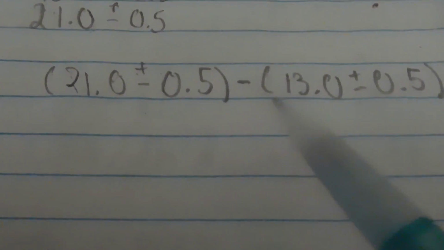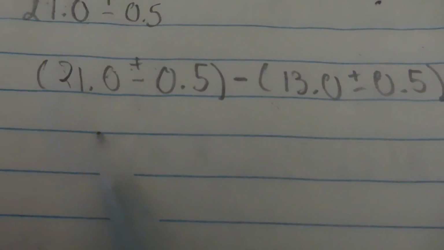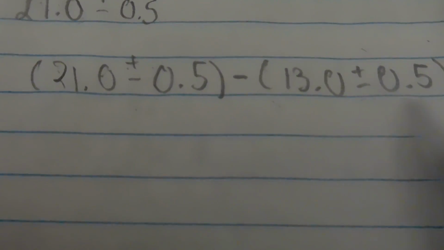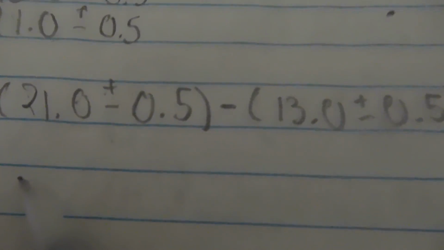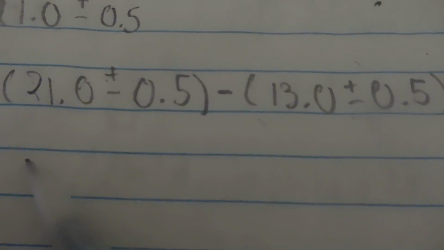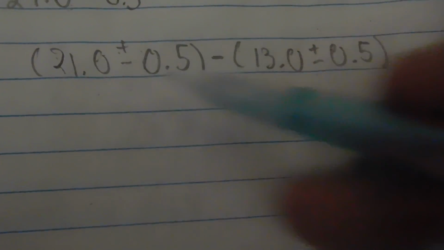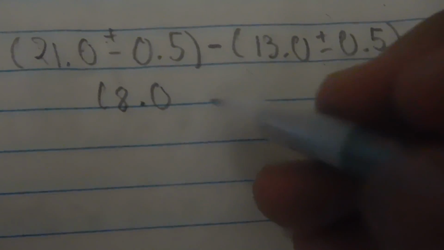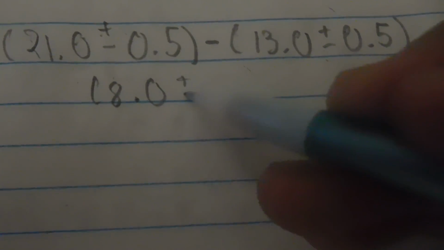So this time we're subtracting, and for this part all we have to do is subtract these two values and add the uncertainty. It's different for multiplication, where you have to find the percent uncertainty before we even add the uncertainties. So let's subtract 21 and 13. We get 8.0, and let's add the uncertainties.